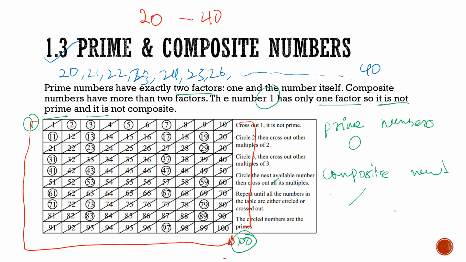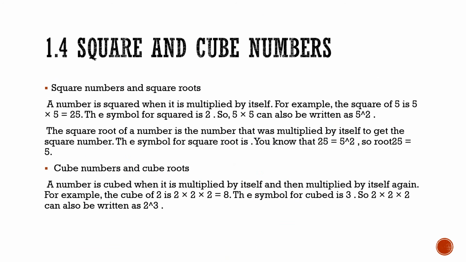Then I ask myself, is 20 a prime or a composite number? 20 has more than two factors, so cancel. What about 21? The same. 22, the same. 23, does 23 have any other factors except 23 and 1? No, right? So 23 is a prime number. Then I write 23 over here. What about 24? More than two factors. 25, more than two factors, and all the way to 40. And that's how I get my answers.